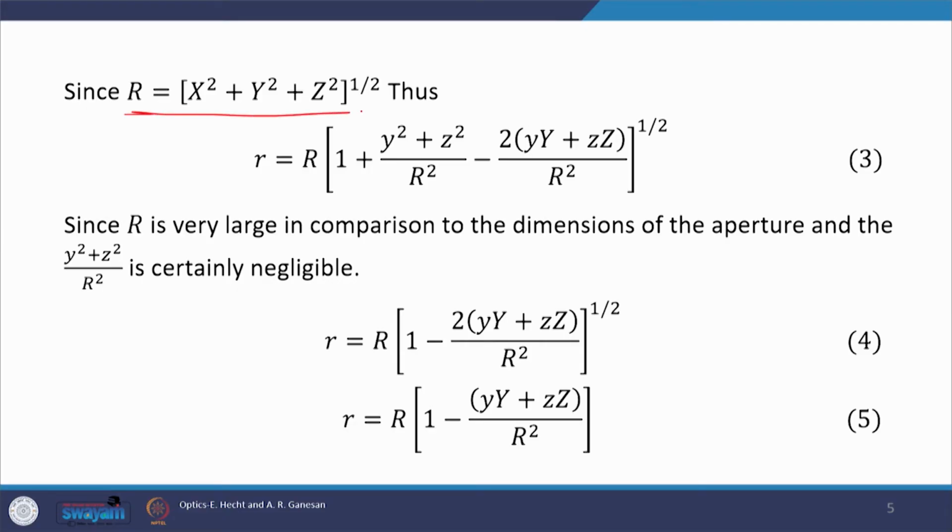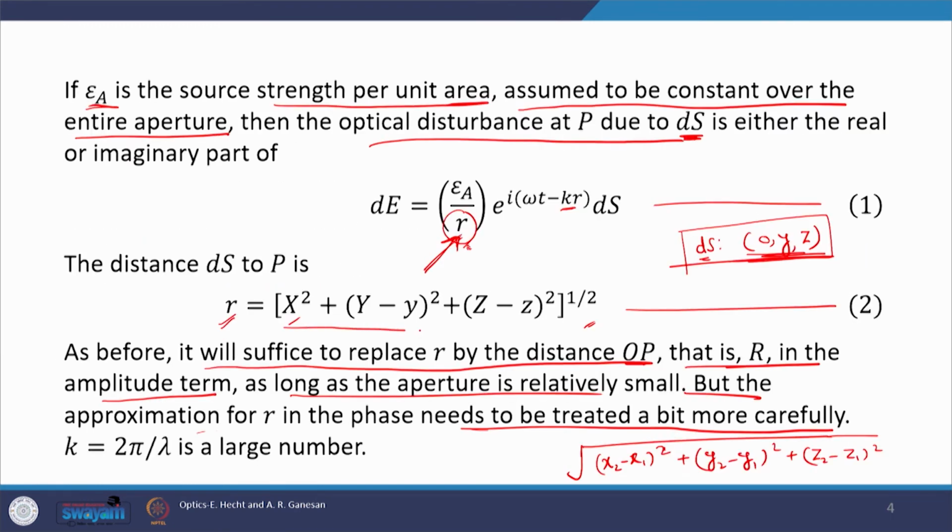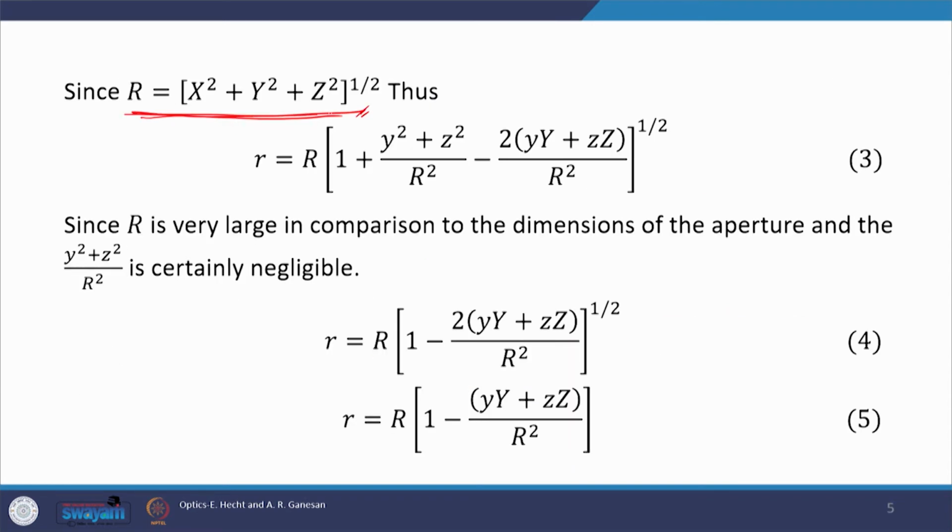Now, what would be the expression for capital R? R is the distance from origin O to the point of observation P, whose coordinate is capital X, capital Y, capital Z. Therefore, using the same formula which we discussed on the last slide, capital R would be equal to the square root of X square plus Y square plus Z square. And you see here small r has this expression.